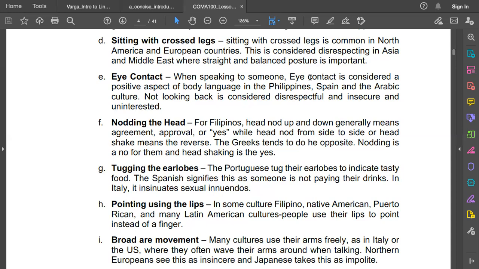Now, eye contact. For Filipinos, for Spanish, and for the Arabic countries, if you give good eye contact, it's a positive thing. It means you are showing respect, sincerity, and interest. If you don't look them straight in the eye, it means otherwise. Okay.